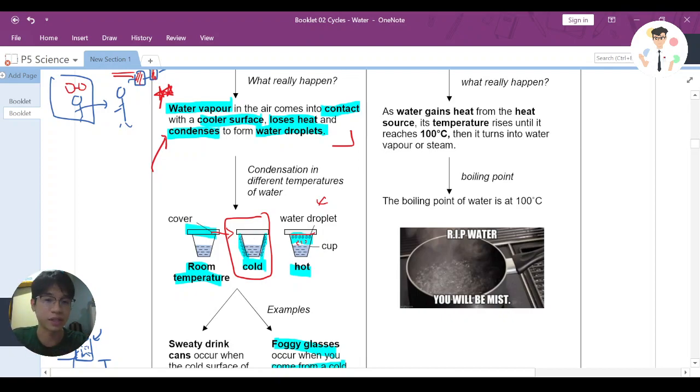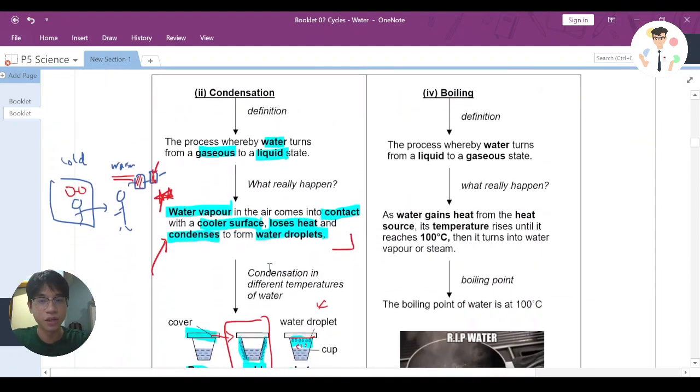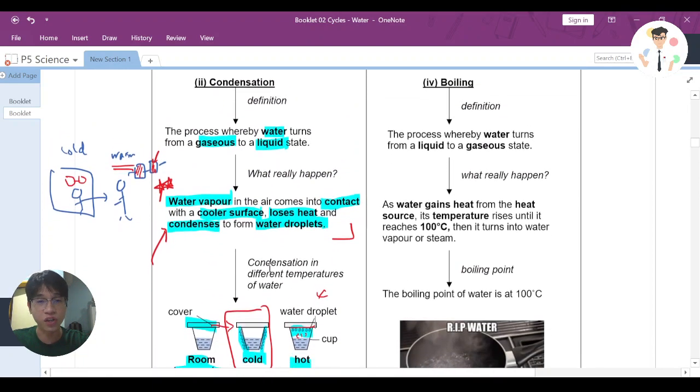It's something kind of interesting, and you will see a lot of questions regarding condensation. So that's all I want to share, and you will see a lot more questions when it comes to condensation. Thank you.